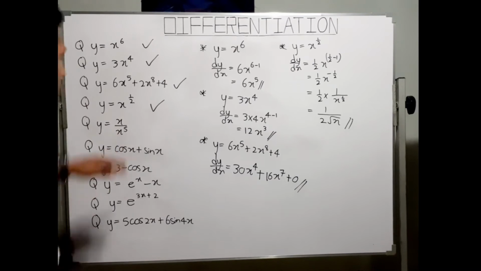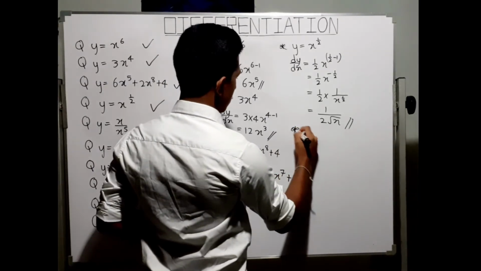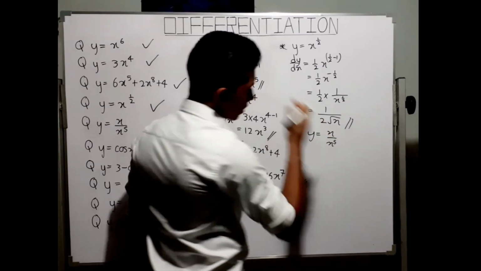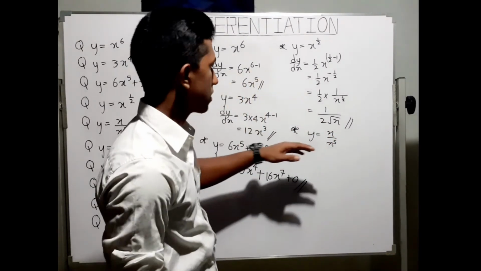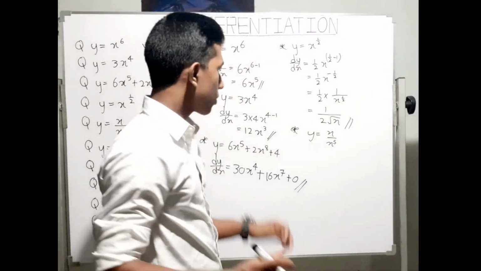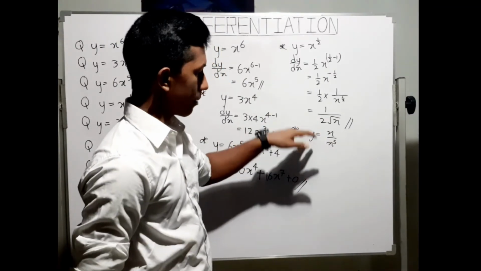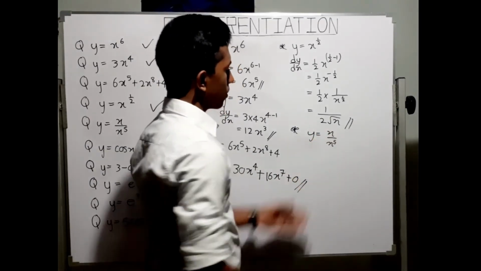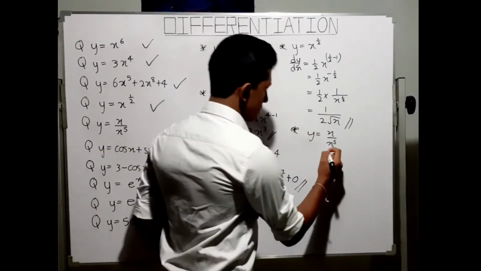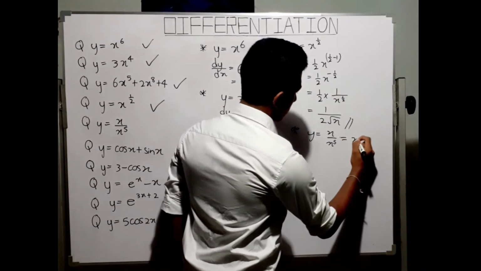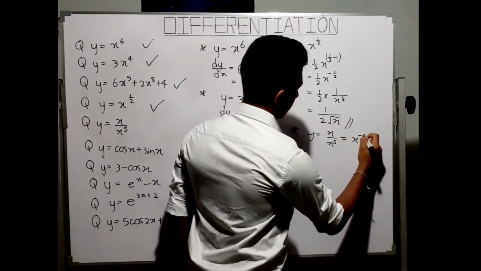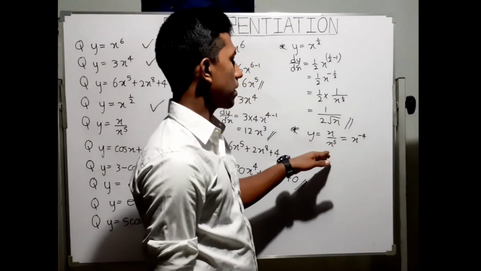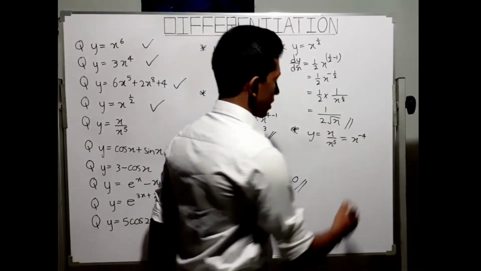Alright, so we'll move on to the next question, which is y is equal to x over x to the power 5. Now it's a fraction. Some of you, if you know the quotient rule, might think it's an application of that. But no, this is really simple. You can cancel out one x, so we can write this as x to the power minus 4. If you cancel one x from both, it's going to be 1 over x to the power 4, which you can write as x to the power minus 4.